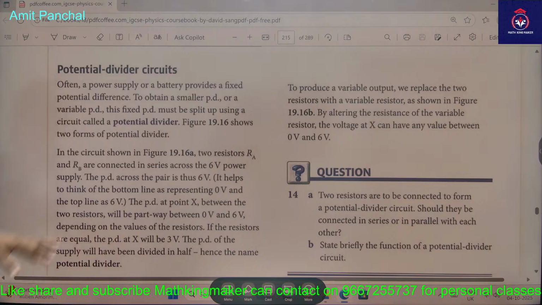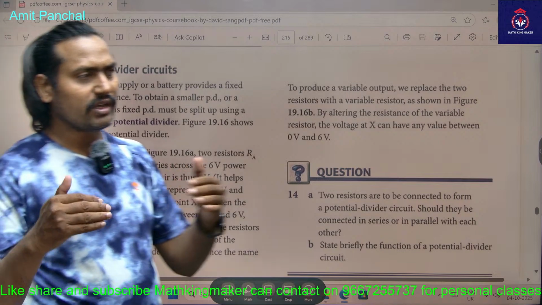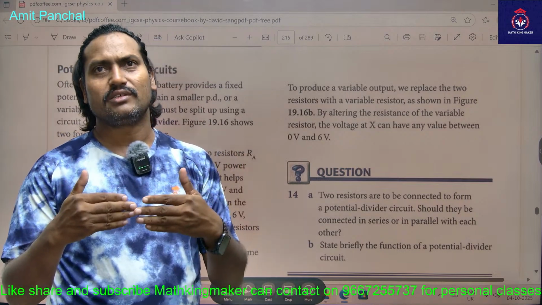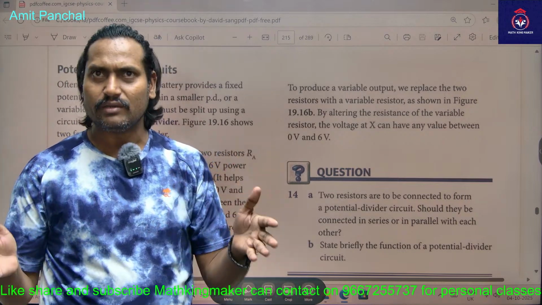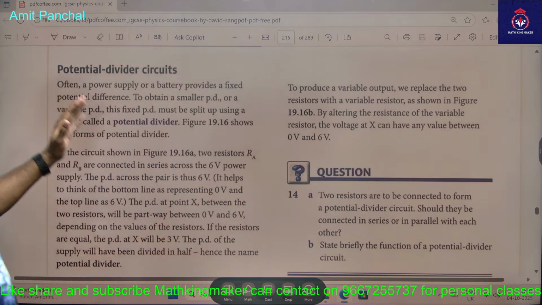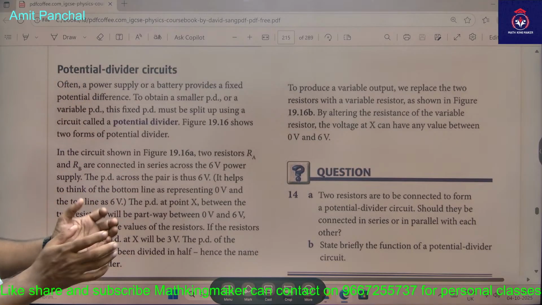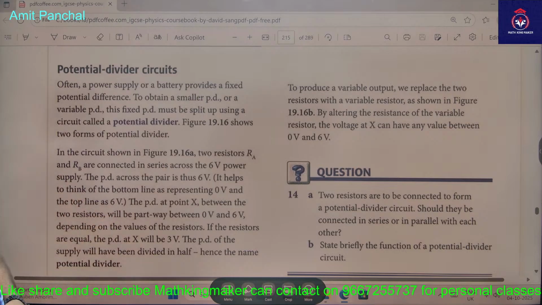So we can split it. If you connect two resistances in series, the potential is divided, isn't it? So we can use resistances accordingly. Whatever voltage, whatever potential difference we require, we just connect it accordingly.